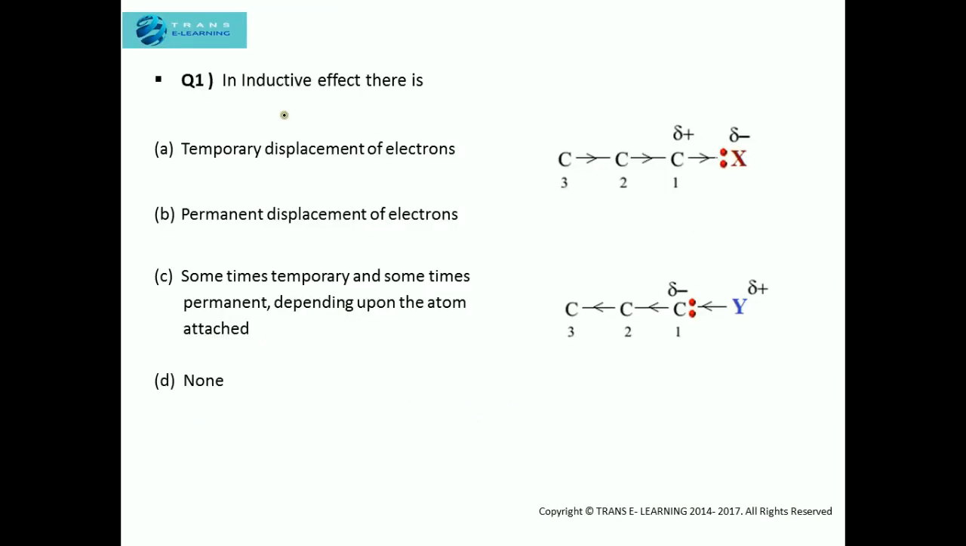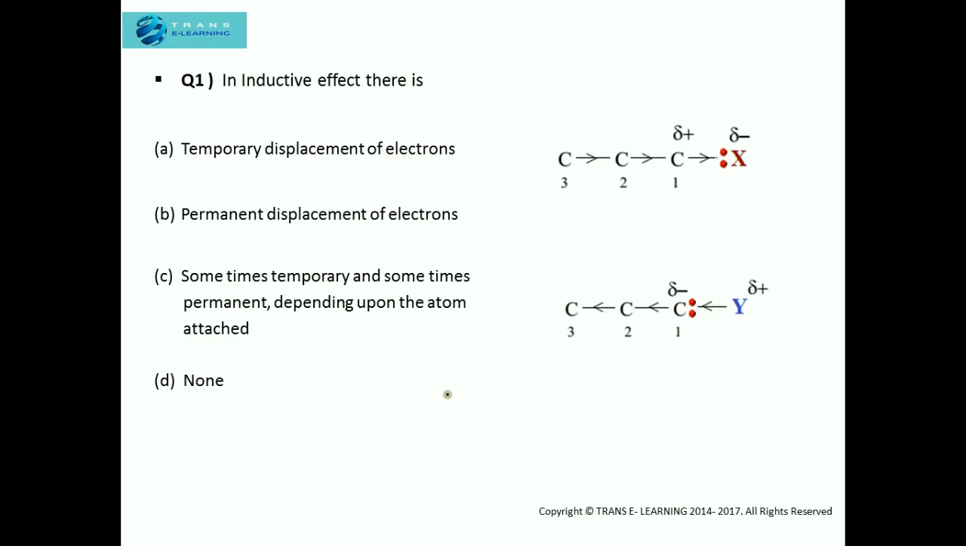The first question: in inductive effect there is temporary displacement of electrons, permanent displacement of electrons, sometimes temporary and sometimes permanent depending upon the atom attached, and none. Which one of them is correct?